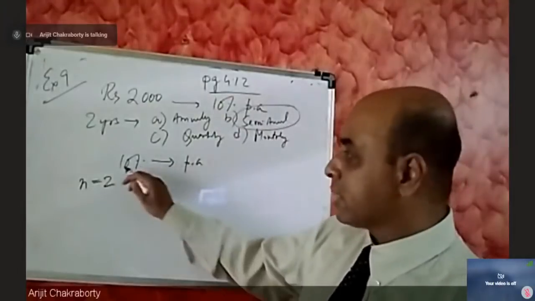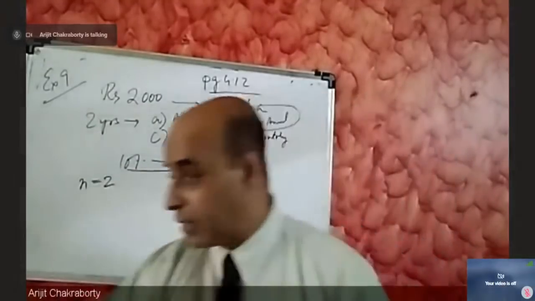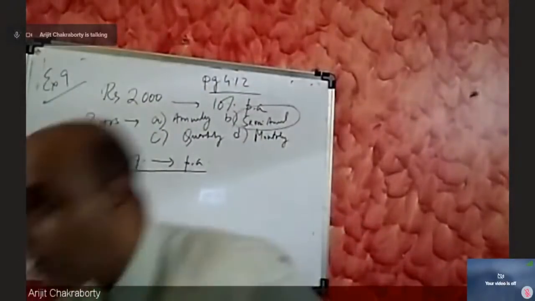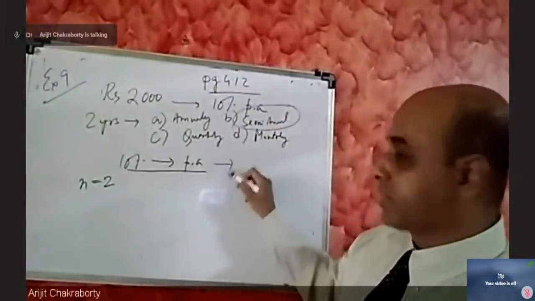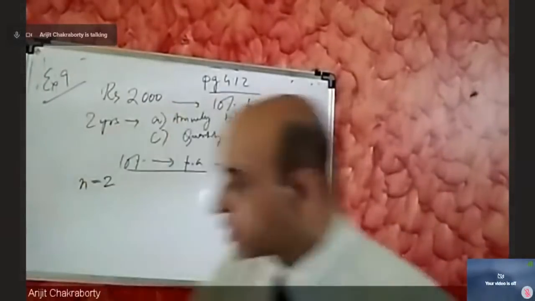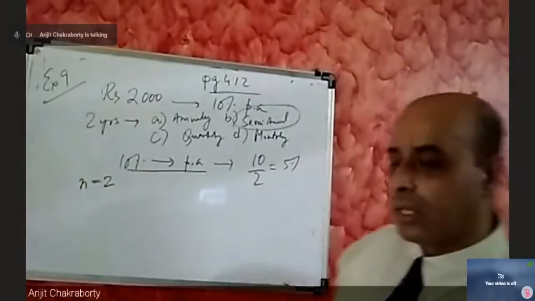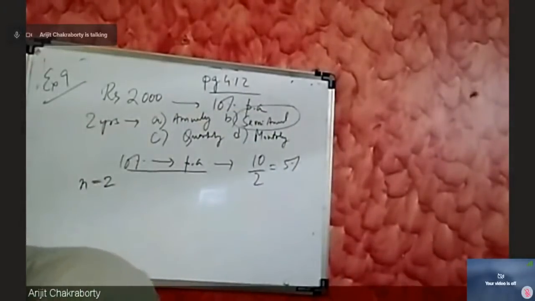Therefore, the interest which is considered on a per annum basis, now for 6 months, it will become 10 by 2, that is 5%. So the interest, if you see, will become 5%.